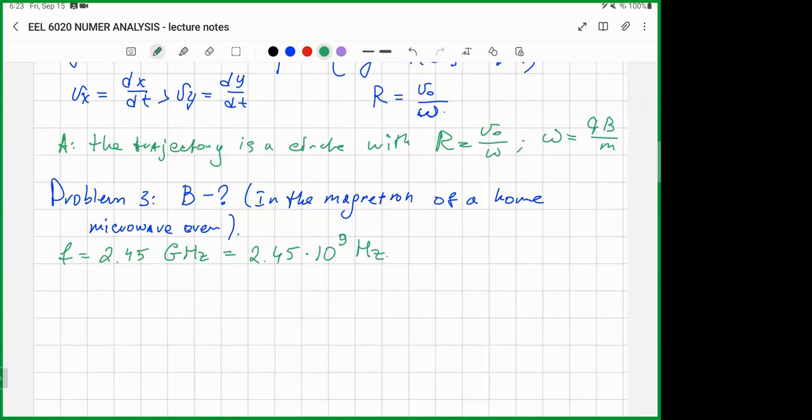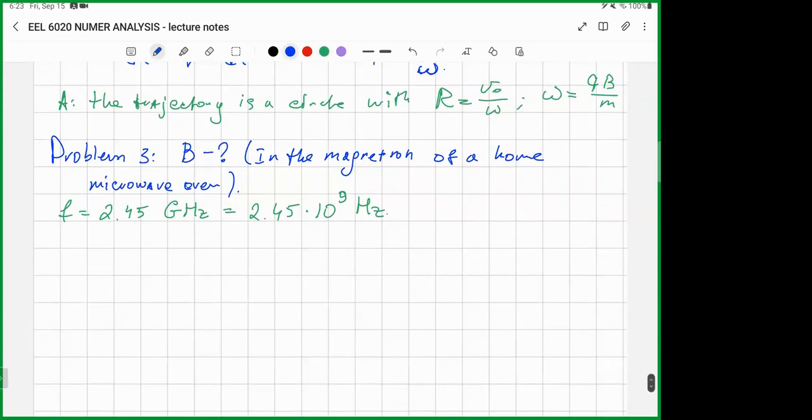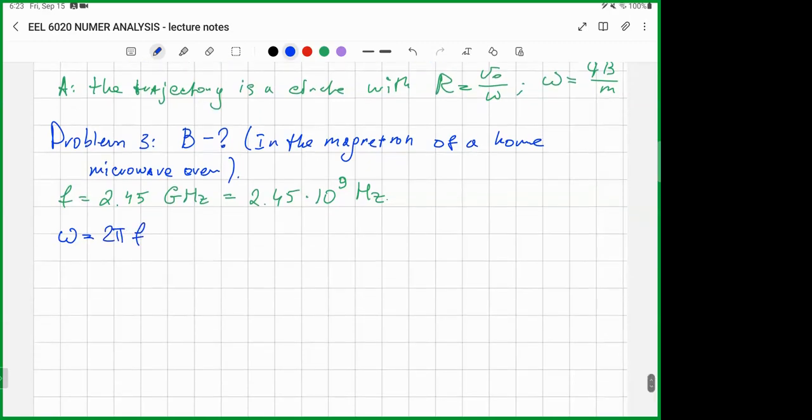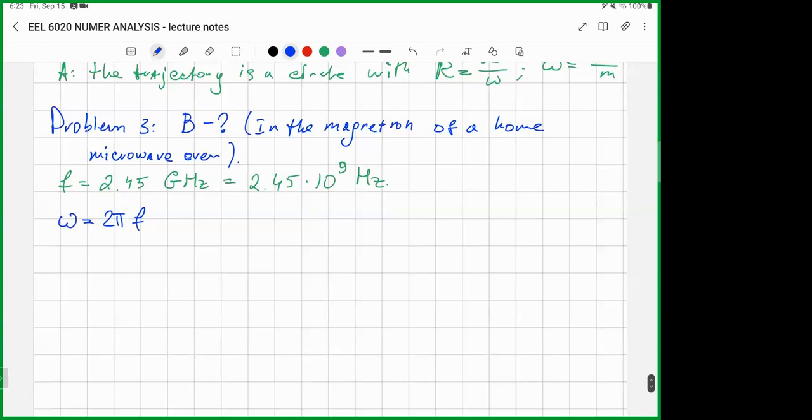So anyway, the frequency is equal to 2.45 gigahertz. And this is, by the way, the linear frequency, in contrast to the circular frequency in the formula for the cyclotron frequency. I remind you that the circular frequency is given by 2 pi times the linear frequency, okay? So we know this. Before that, let me tell you about this magnetron.